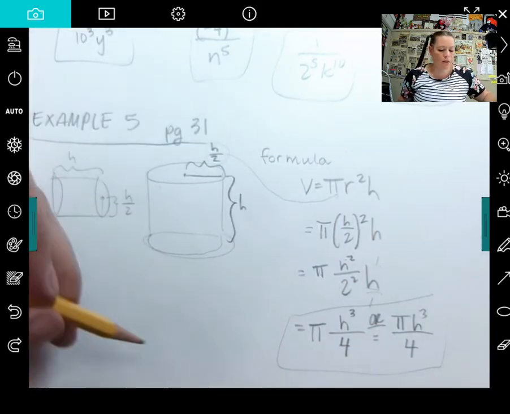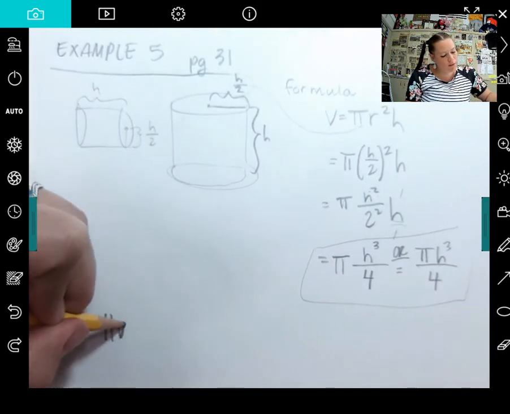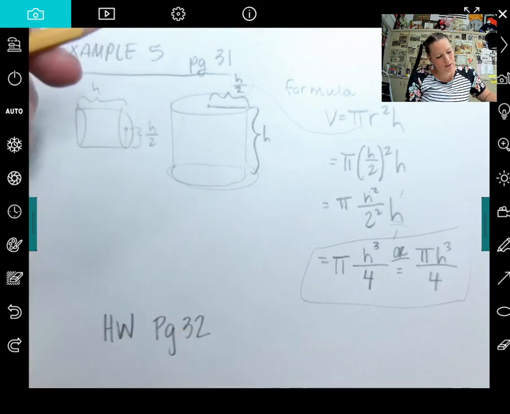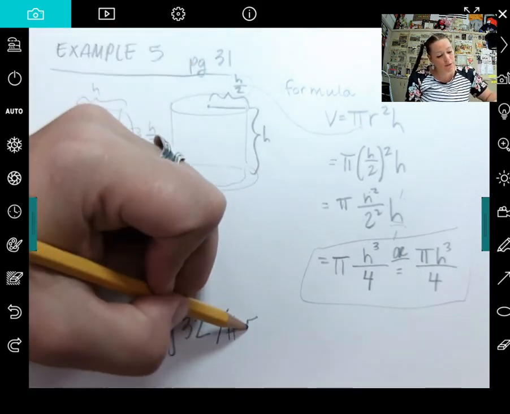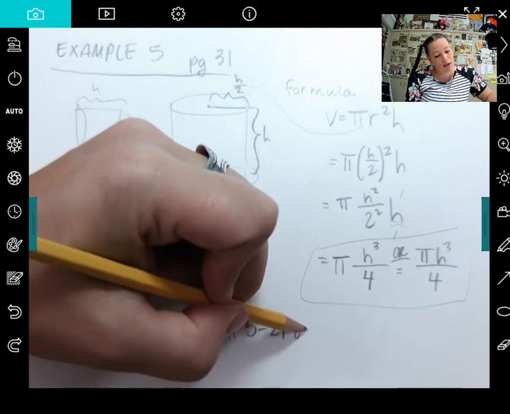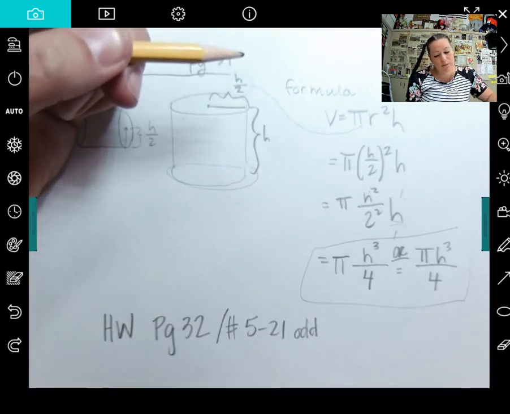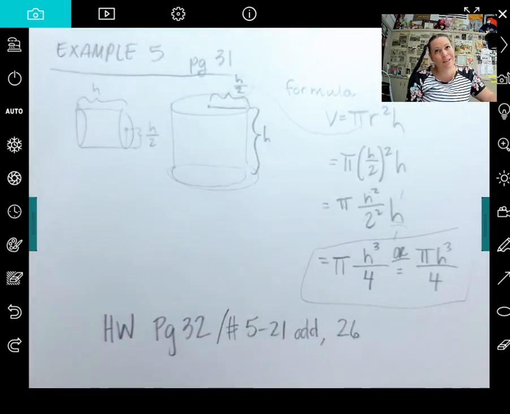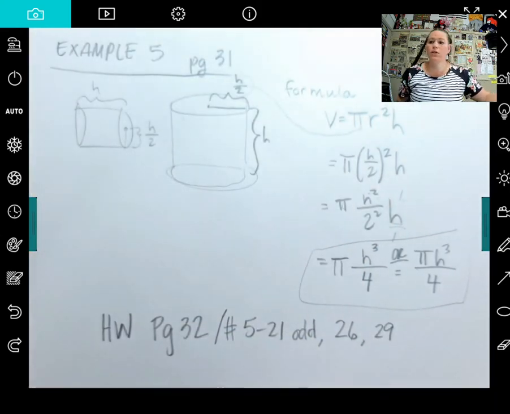All right, so then your homework that goes with this is going to be on page 32, and we are going to do numbers. Pay attention to the numbers. So 5 through 21, odd. That means 5, 7, 9, 11, and so on. And then I want you to do problem 26 and problem 29. So I want you to try those problems.